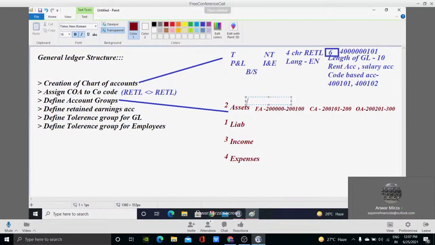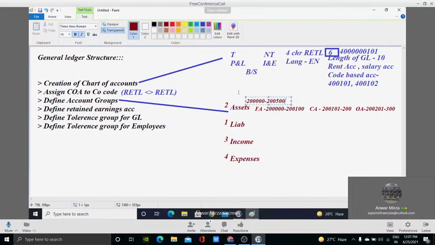Now, what if the client is demanding, or has a wish, to keep this gap for 500? It's okay, their choice. 2 lakh 500. So that means all my fixed assets will be created under this range, between 2 lakhs. Now what will be the code?